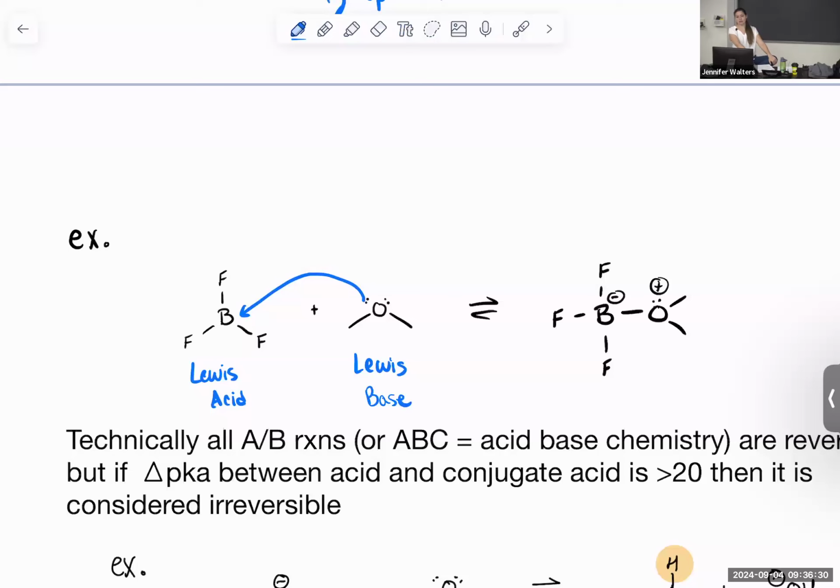Which way does the equilibrium lie? To the right, yeah. So how we can know is boron has a full octet. Having that full octet is going to make it more stable. That makes it weaker. So now it's not as strong of a Lewis acid because it's more stable.